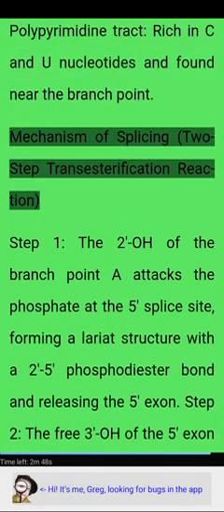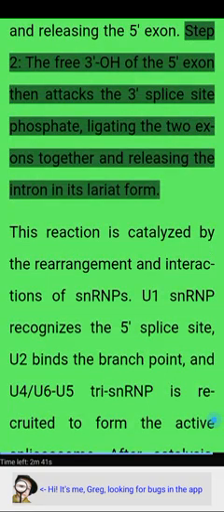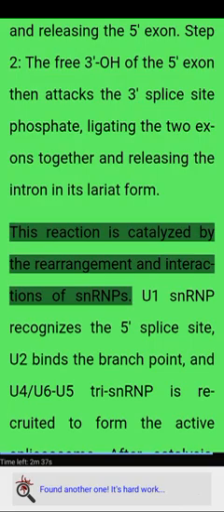Mechanism of splicing: a two-step transesterification reaction. Step 1: the 2' OH of the branch point attacks the phosphate at the 5' splice site, forming a lariat structure with a 2'-5' phosphodiester bond and releasing the 5' exon. Step 2: the free 3' OH of the 5' exon then attacks the 3' splice site phosphate, ligating the two exons together and releasing the intron in its lariat form. This reaction is catalyzed by the rearrangement and interactions of snRNPs.